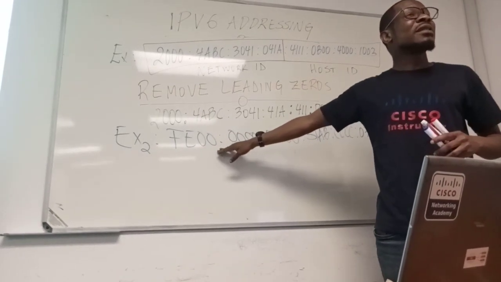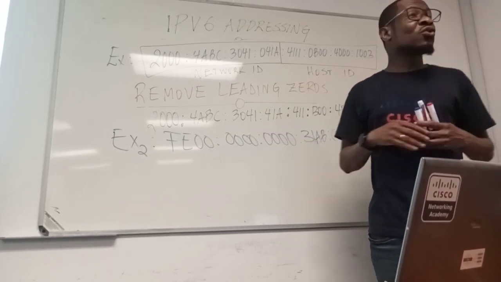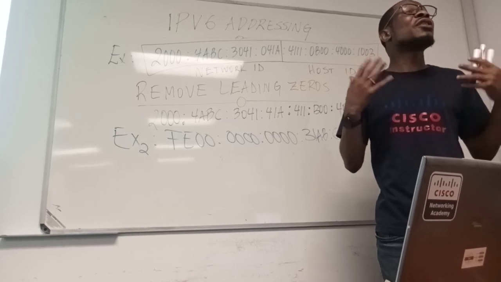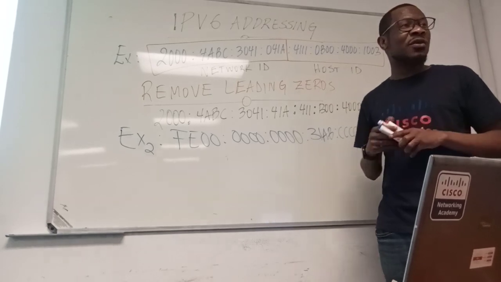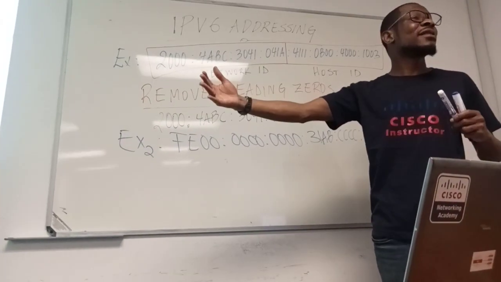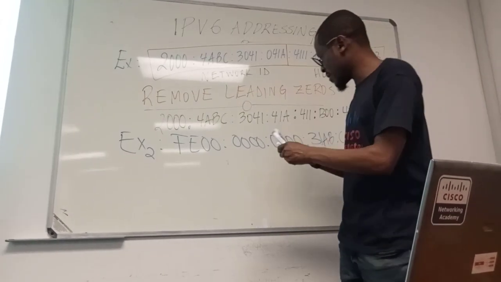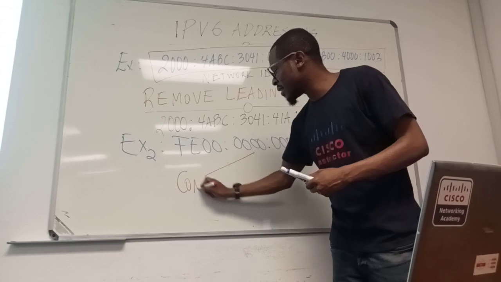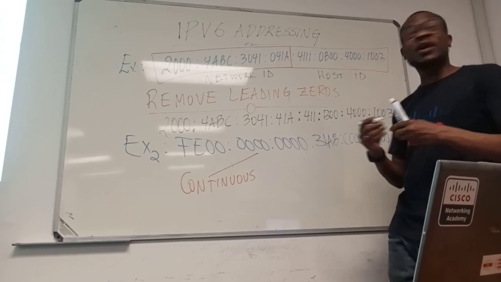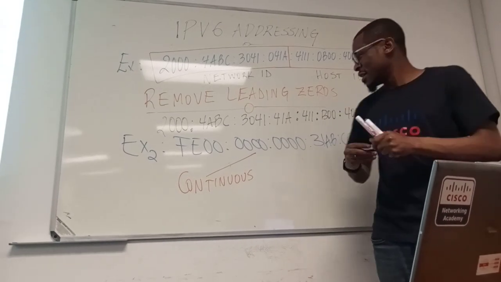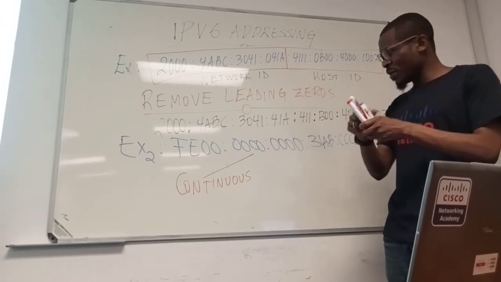Let's say this is your IPv6. They want you to remove the leading zeros. But here, there are no leading zeros anymore. This one is continuous zeros. What do you do when you have continuous zeros like this? So this IP will change like this. This IP will be written like this.